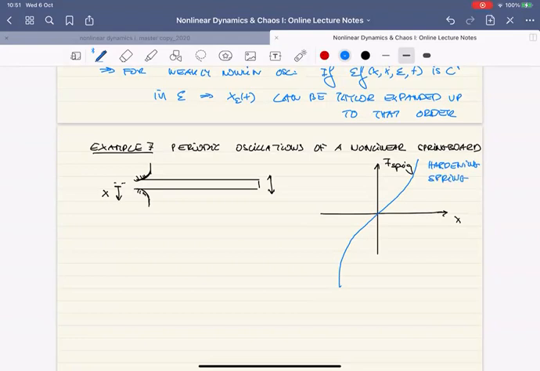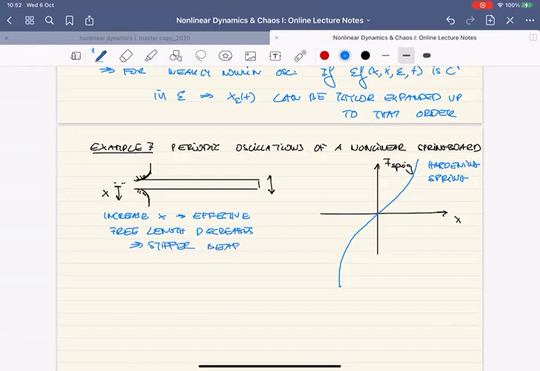And the hardening effect is because, when you increase X, the effective free length of the beam decreases. So it basically is a stiffer beam, or hardening beam.